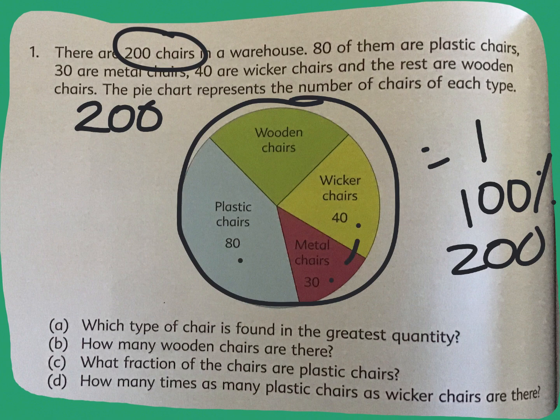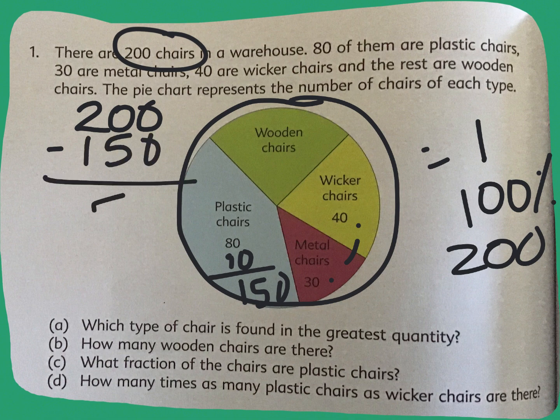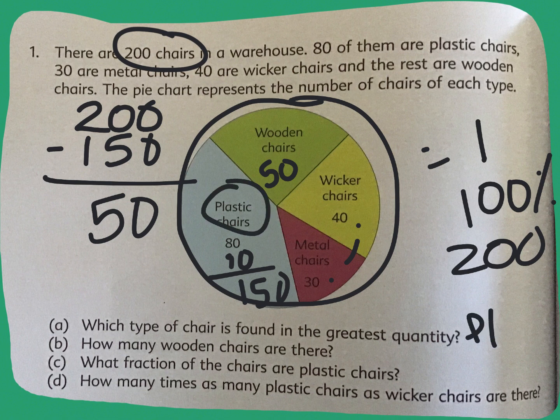If there were 200 total, I would just add 80 plus 30 plus 40. 40 and 30 is 70. 70 plus 80 is 150. So I'm going to subtract that. So wooden chairs must be 50. What type of chair is found in the greatest quantity? Plastic. How many wooden chairs are there? I already did that, 50.